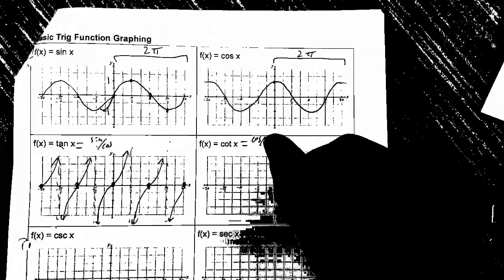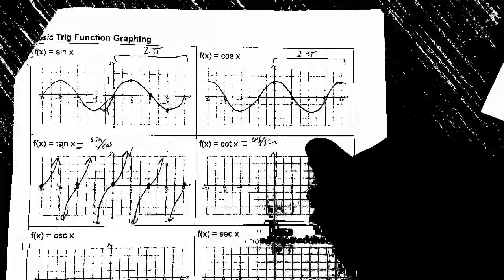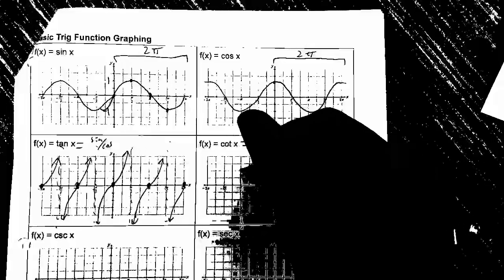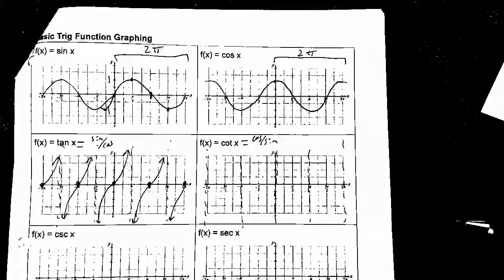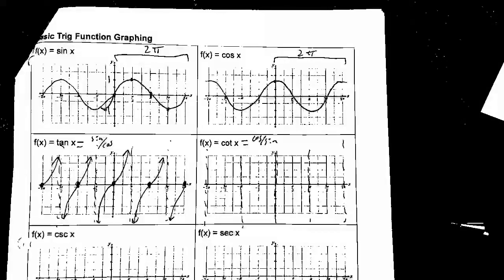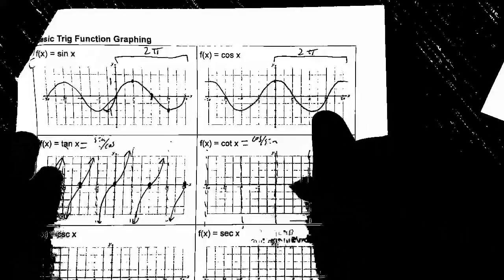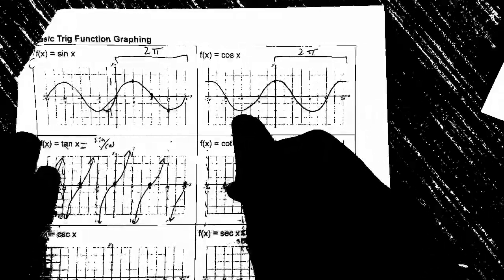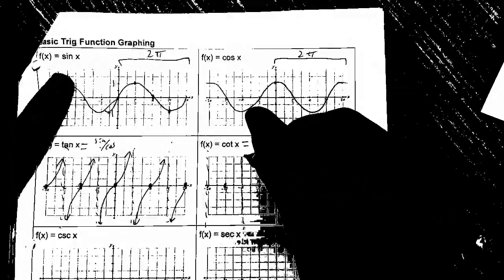So we're going to have a vertical asymptote at 0, a vertical asymptote at pi, and at 2 pi, and at negative pi, and at negative 2 pi. And where are we going to have zeros? Pi over 2, and negative pi over 2. And then the other difference is rather than going from low to high, rather than increasing, cotangent decreases.